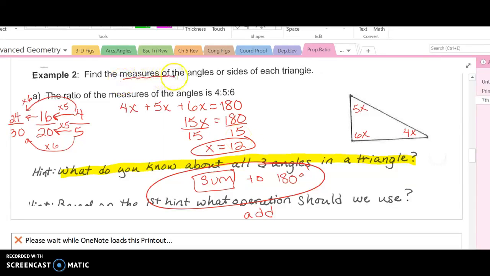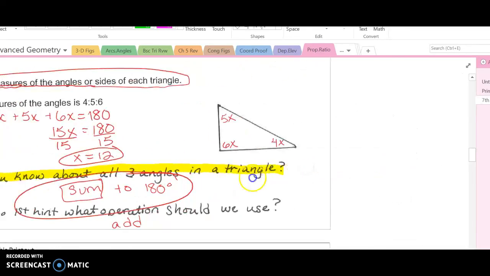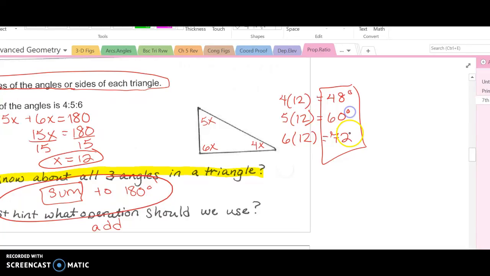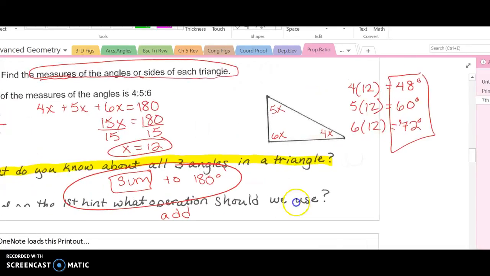It said find the measures of the angles or sides of each triangle. We're looking for what were those angles originally. So if I want to go back and figure out what they were originally, well, I do 4 times 12, plug it back in, 5 times 12, and 6 times 12. So 4 times 12 is what? 48. 5 times 12 is 60, and 6 times 12 is 72 degrees. And there's my original three measures of this triangle.